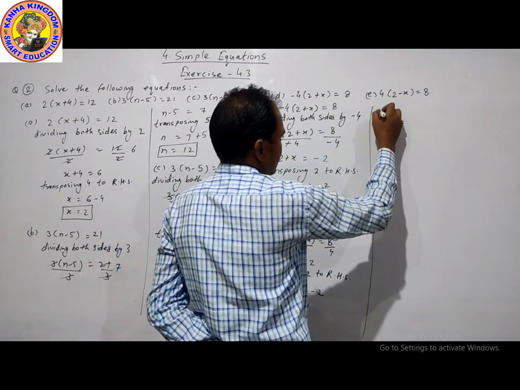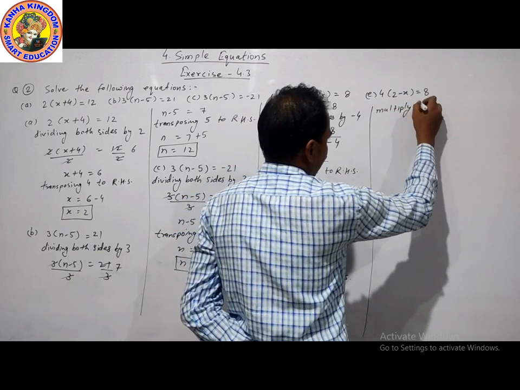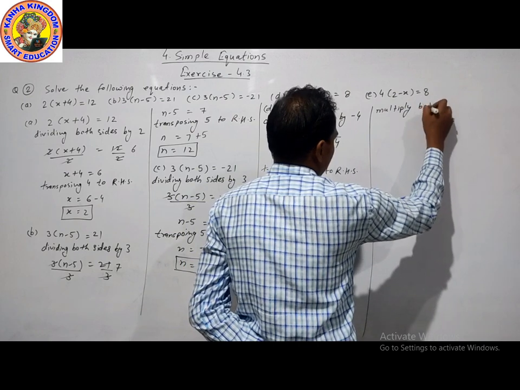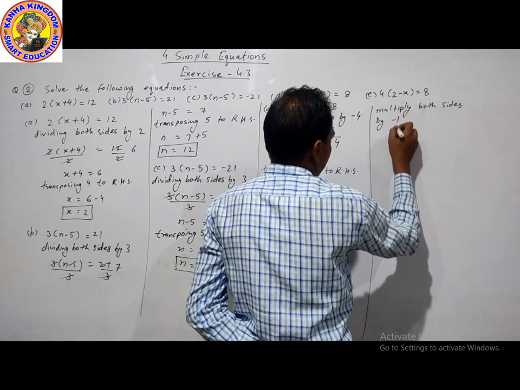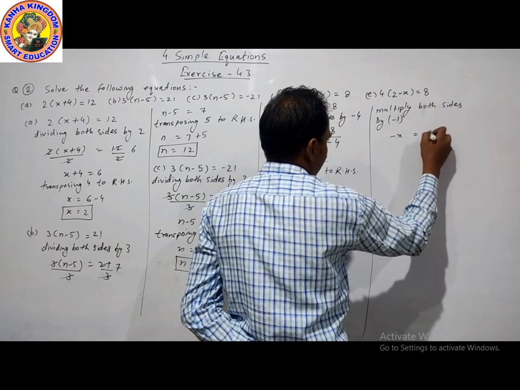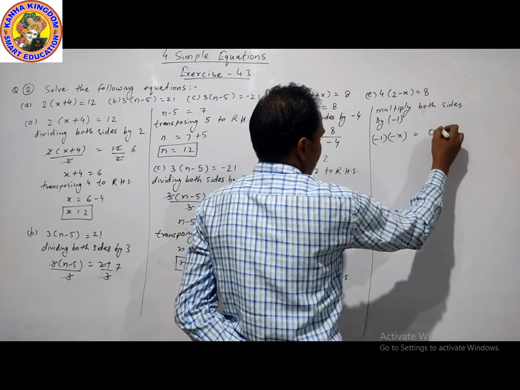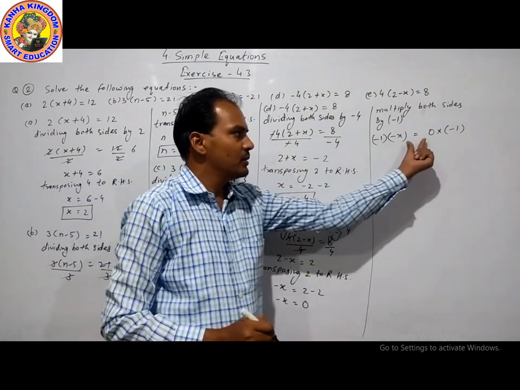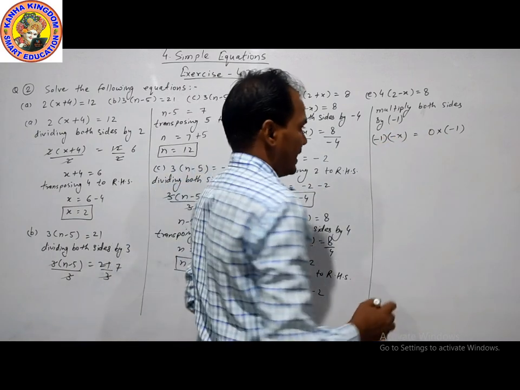So we have to remove the minus sign. Multiply both sides by minus 1. So here is minus x and here is 0. Multiply by minus 1 and multiply by minus 1. Minus x is equal to 0. We have to remove the minus sign, so we will multiply by minus 1.